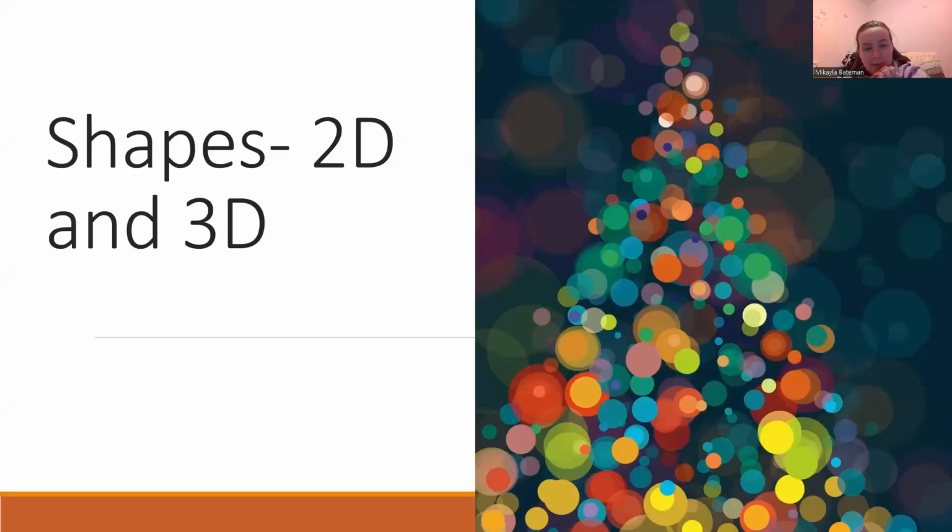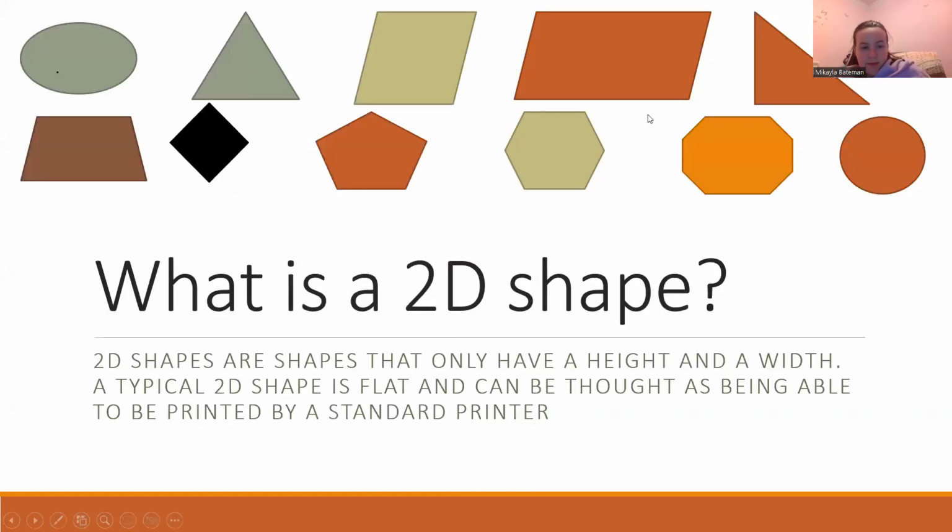We're going to be talking about the difference between two-dimensional and three-dimensional shapes. Now, to start off, we should probably ask ourselves, what exactly is a 2D shape? A 2D shape is a shape that only has a height and a width.